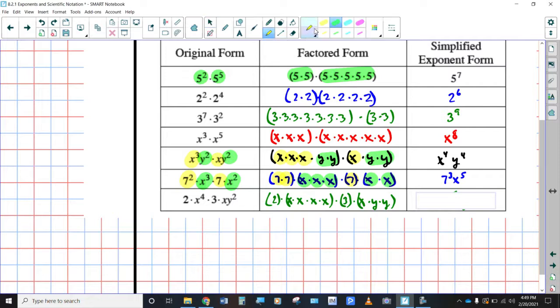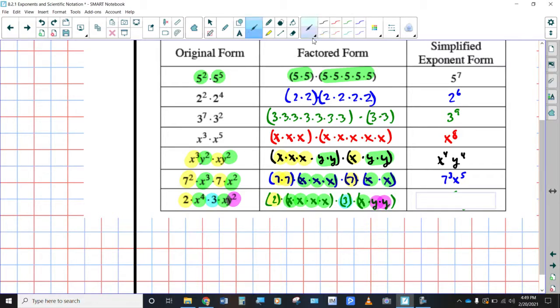And let me color coordinate. You got your 2, there's your 2. You got your 4 x's here and your 1 x there, so 1, 2, 3, 4, 5 total x's being multiplied in. You've got a 3 here, which is your 3 here, and you've got your y squared, which is your y times y.